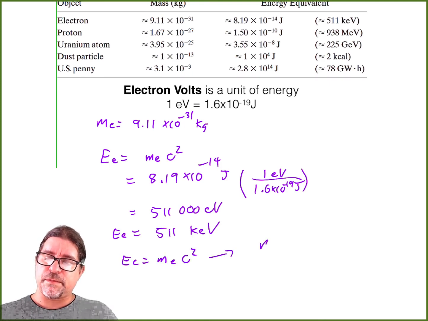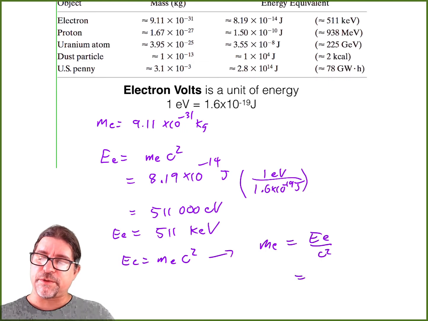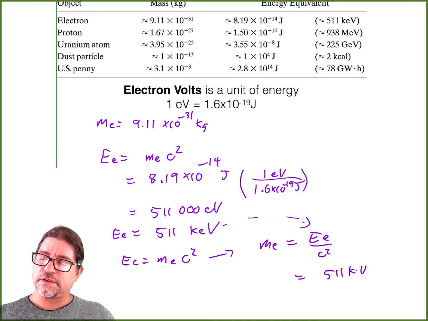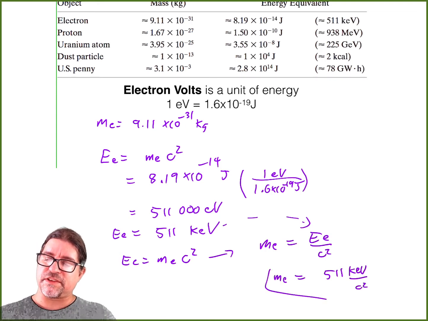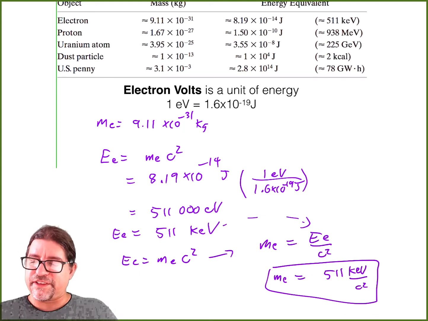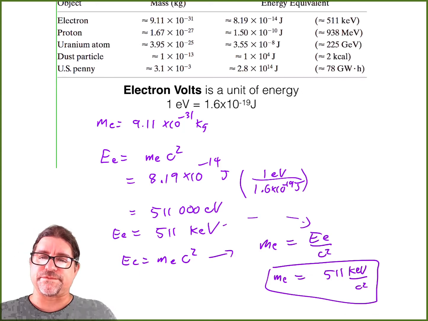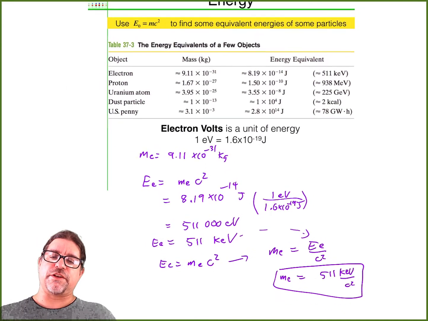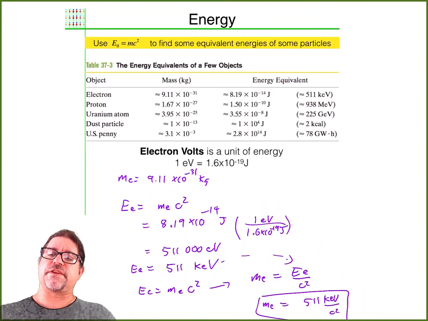can write the mass of an electron as its energy divided by c squared. So sometimes we'll just leave that c squared, and if I plug this in, I can say it's 511 kilo electron volts per c squared. So sometimes instead of expressing the mass in kilograms or some other units, it's in electron volts per c squared. It's just another way of writing it. And you can do the same with all the other particles.